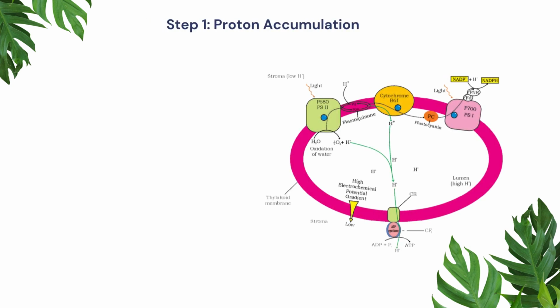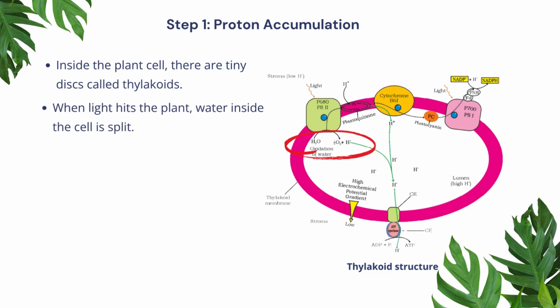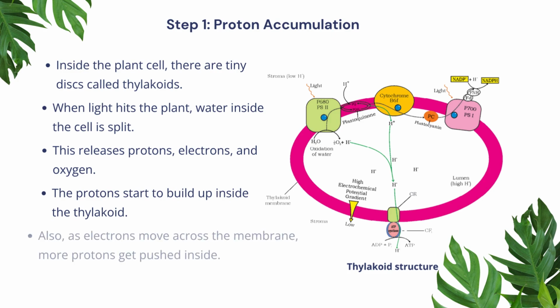Proton accumulation. Inside the plant cell, there are tiny discs called thylakoids. When light hits the plant, water inside the cell is split. This releases protons, electrons, and oxygen. The protons start to build up inside the thylakoid.